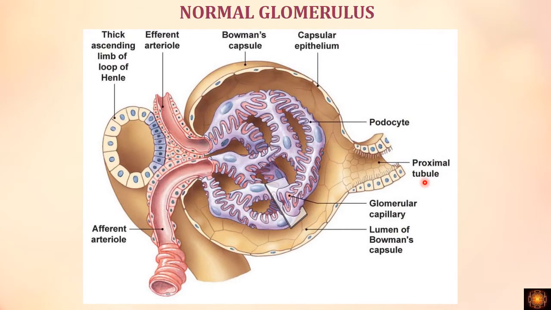In detail about the Bowman's capsule. The Bowman's capsule has a tuft of capillaries, and the inner surface of the Bowman's capsule is lined by a parietal epithelium. Now within the capsule, as I told you, we have the capillaries which receive the blood supply from the afferent arteriole. From the afferent arteriole it receives the blood supply, and in the capillaries the blood gets filtered, and again the blood flows out through the efferent arteriole.